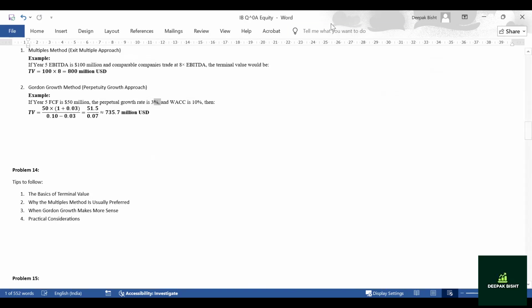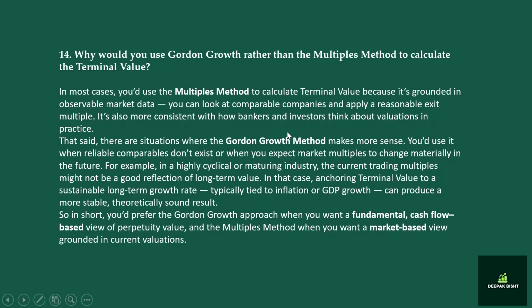So this means that the multiple method approach is best when you have good comparable data and want a market-aligned valuation, and you need to justify assumptions in a banking context. And the Gordon growth model is useful when comparables are unreliable. If your comparisons are unreliable, then you will use the Gordon growth method.